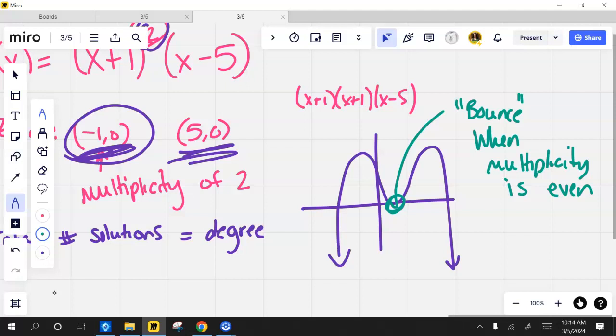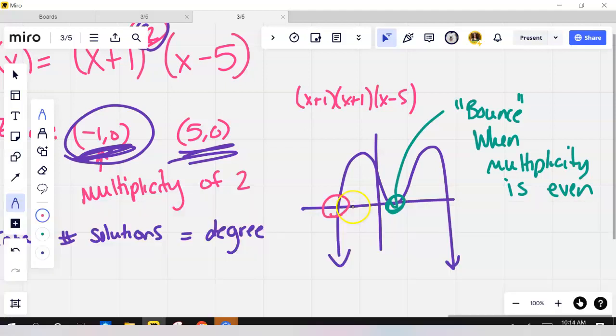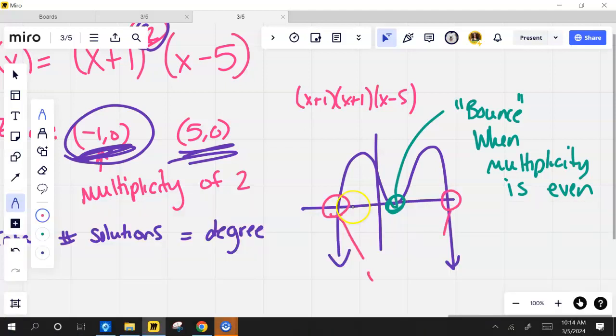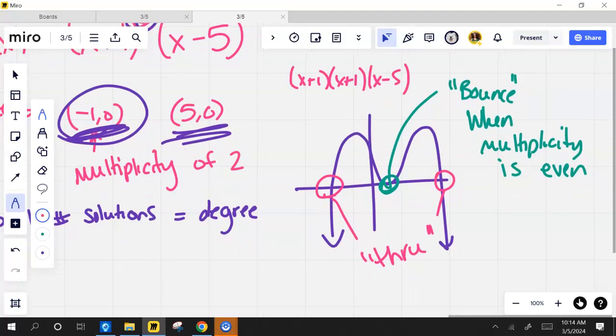But when the multiplicity is even, it bounces. Okay, so it is a 0. It does sit on the x-axis, but it literally touches it and whoop, it goes back up, or whoop, goes back down. Okay, y'all okay there? So that means that these are what we call through, or what I call through. They go straight through the x-axis, and those happen when the multiplicity is odd. 1, 3, 5, 7.